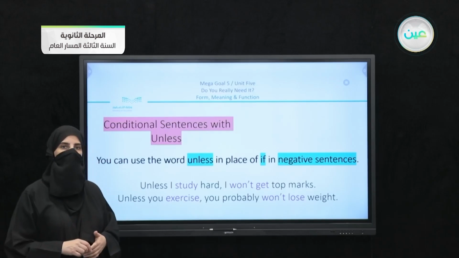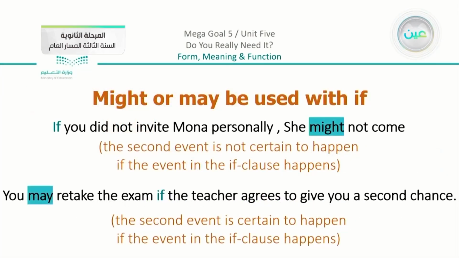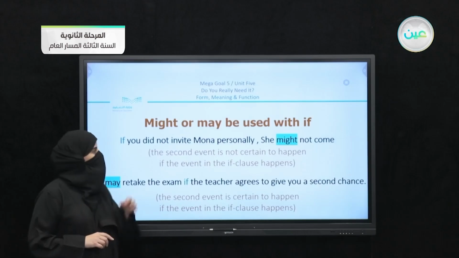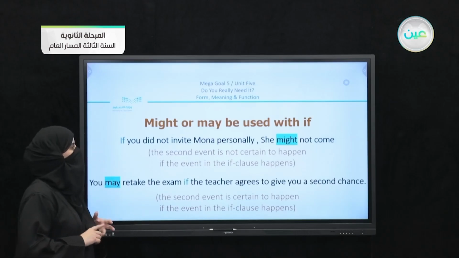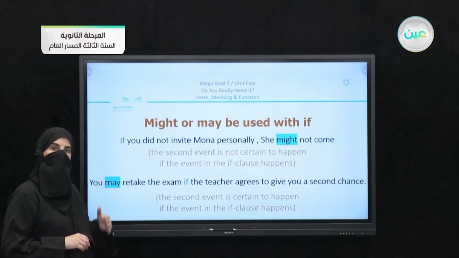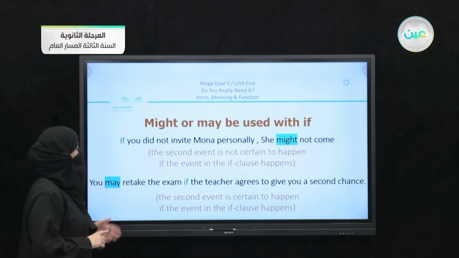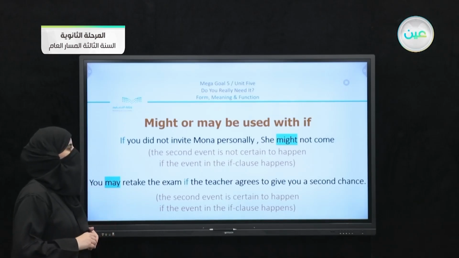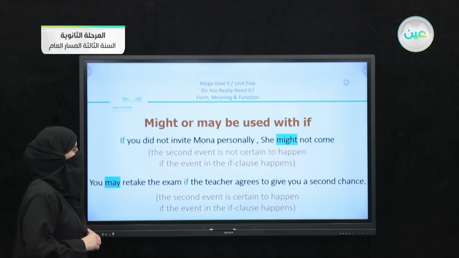Now we are going to add some simple addition here. We have here using might or may, which may be used with if. So we have in the sentence, if you did not invite Muna personally, she might not come. And we do have another example. You may retake the exam if the teacher agrees to give you a second chance.